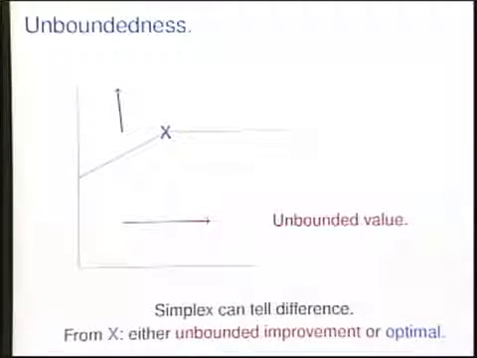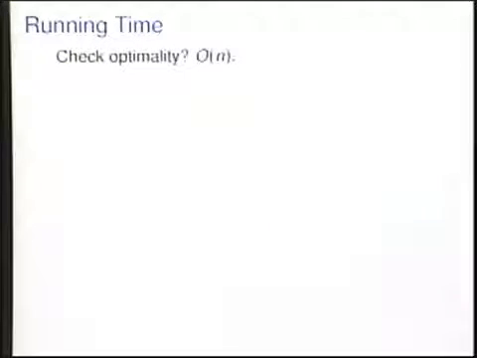Okay? So you can actually deal with that. Okay, so now let's look at the running time per step. Again, we haven't ever argued about how many steps. So checking optimality, that's easy. We just check each entry in the objective function.